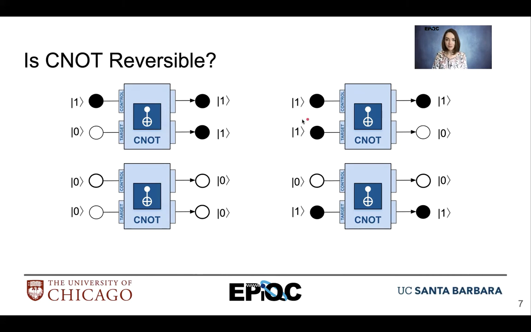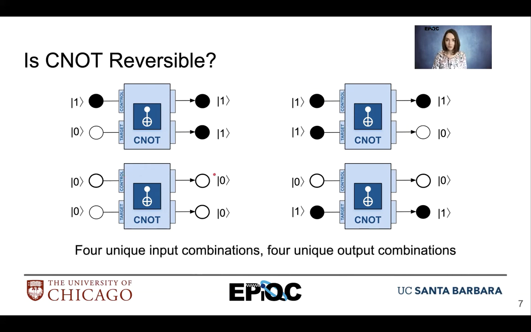But we can see something interesting. Let's take the 1 1 output and send it back through the CNOT. Well, we get an output of 1 0, and that was the original input. So we can see that by running these gates twice, we're able to get our original input state. We have these 4 unique input combinations and 4 unique output combinations. And that's another thing that we have associated with a reversible operation, a reversible 2-qubit operation.